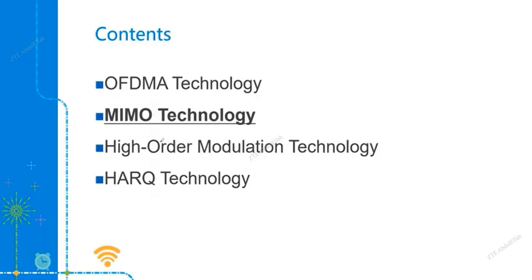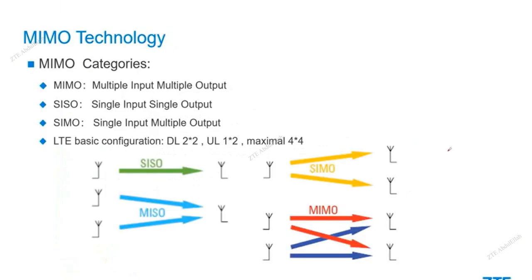Okay, the next technology is MIMO. So what is MIMO technology? First, we can see the MIMO categories. We have SISO, SIMO, and MIMO, right? SISO is single input, single output, just like this. One antenna transmits, one antenna receives. This mode is not reliable, right? If the distance increases, because only one antenna transmits, this is not good.